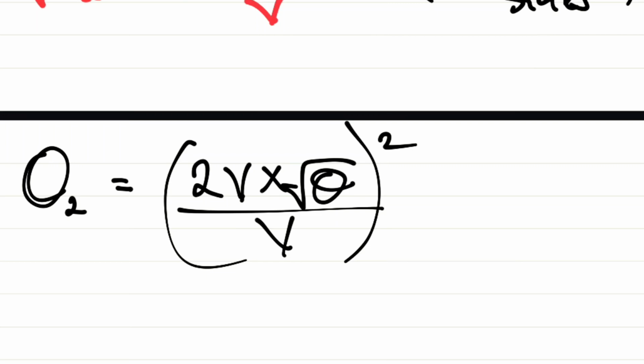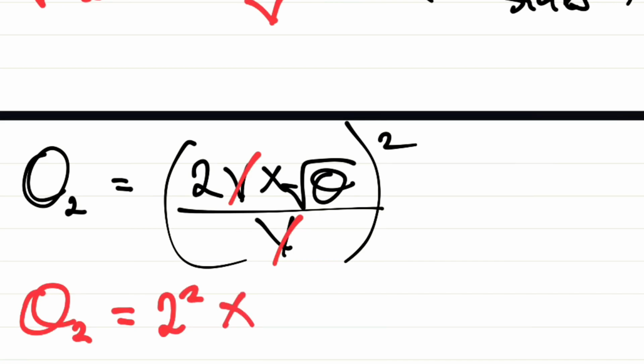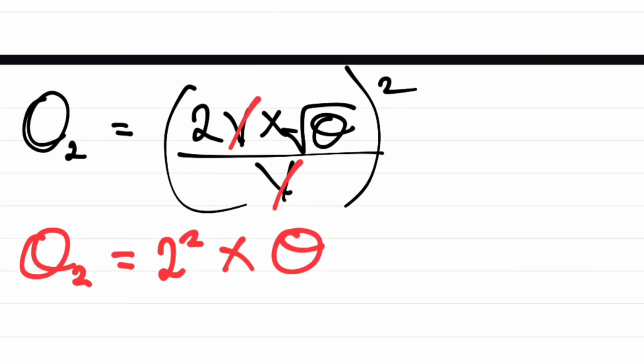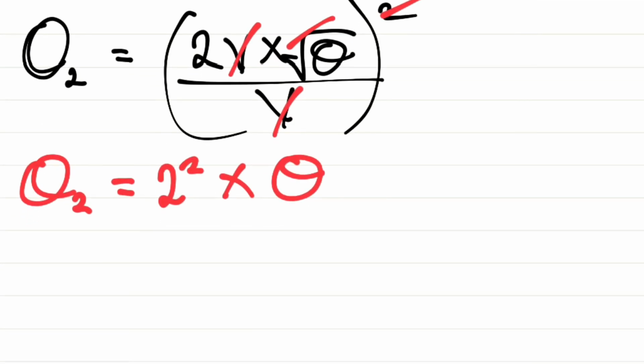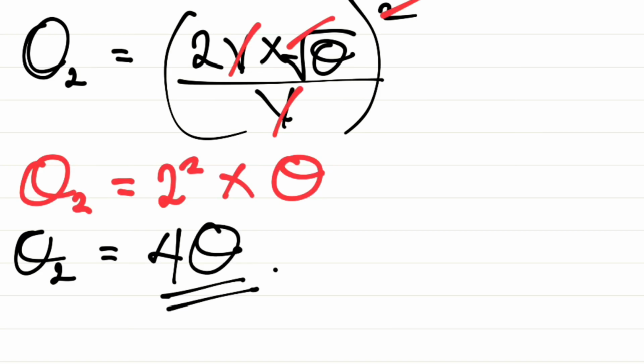Then let's begin to expand it. So v will cancel out v. Are you with me? So that theta 2 is equal to 2 squared multiplied by theta, because this square will cancel out the square root. I hope you are following. Then our final answer becomes theta 2 is equal to 4 theta. I hope that is clear. Thank you.